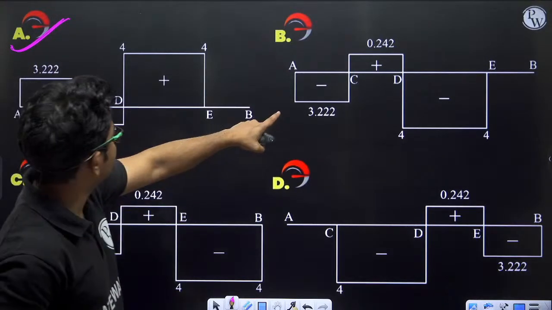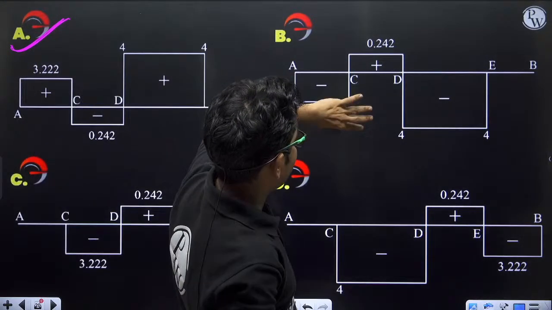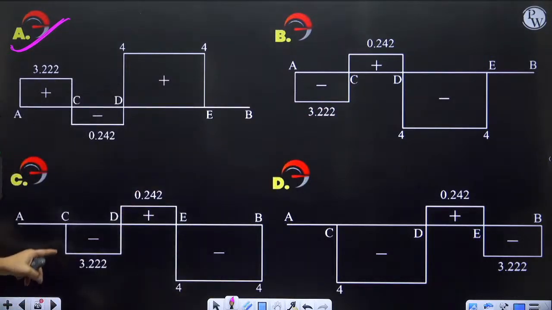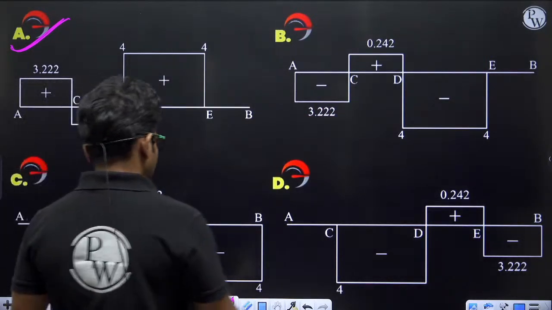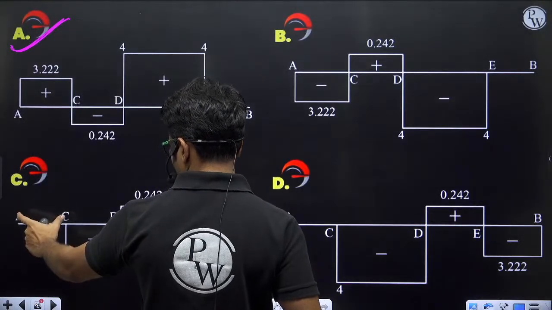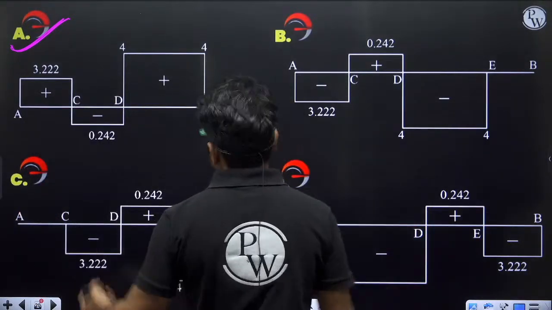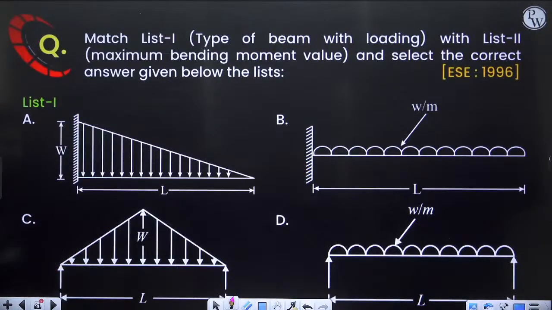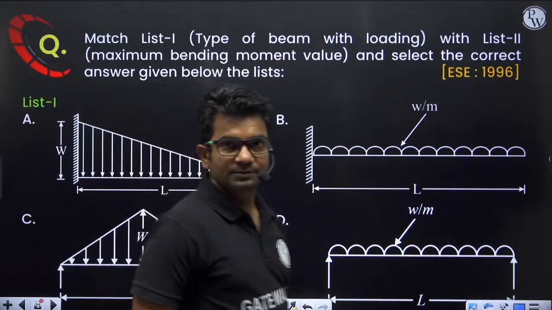Let us see other options also. Here they have reversed everything. Okay, the sign convention they have reversed. Here in this portion it should be 0, and in this portion it should be, so they have changed. Okay, so this option is the correct answer. Let's move on to the next question.